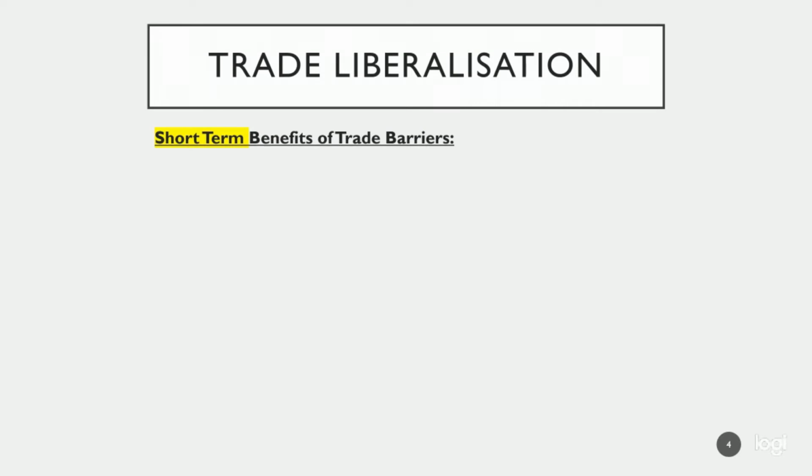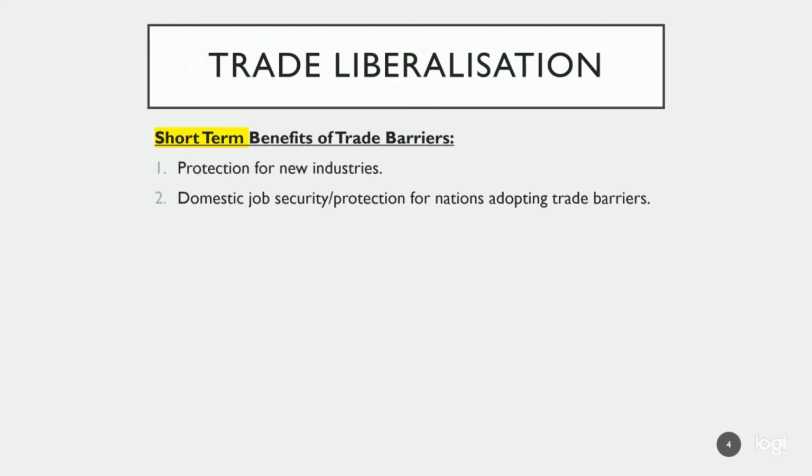So some of the short-term benefits of trade barriers is obviously the protection of new industries, but also it provides job security and protection for nations that use these trade barriers. It also allows an offset of production costs between different nations. And what that means is, if we look at any other Asian country and we see that their costs of production are lower, then the government can step in and say, okay, we know that local production is expensive, so we're going to provide you guys some subsidies so that the costs are sort of leveled out and you're able to sell your product at a similar price.